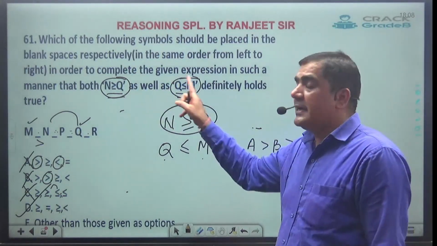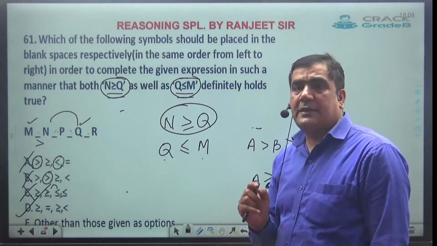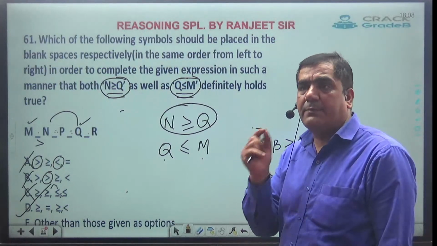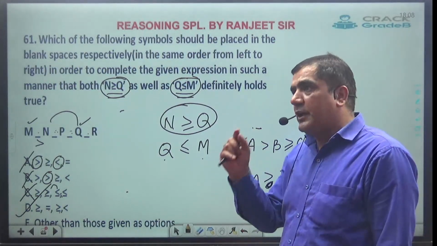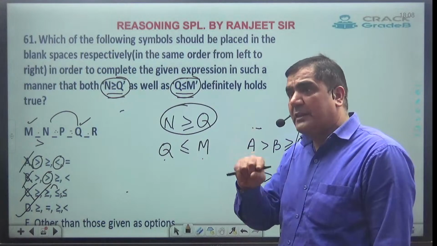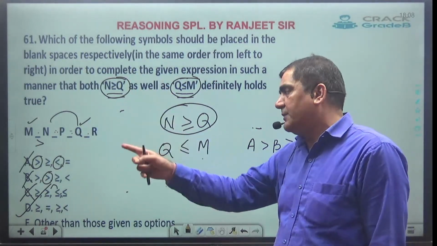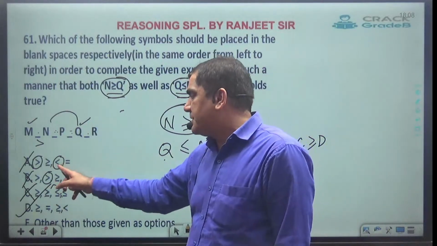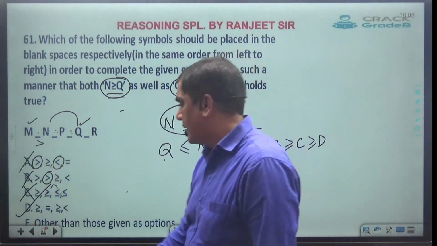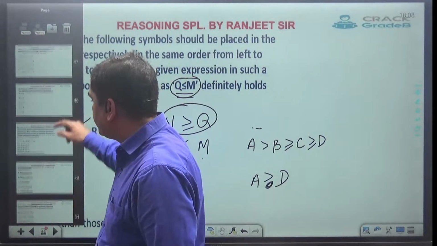Whatever conditions they have given, always start with that condition which will have equal to sign in between them. Because for equal to there is one compulsion, all the symbols must have equal to. If at any place I am not getting equal to, that can't be the answer. Clear? Go for the next one.